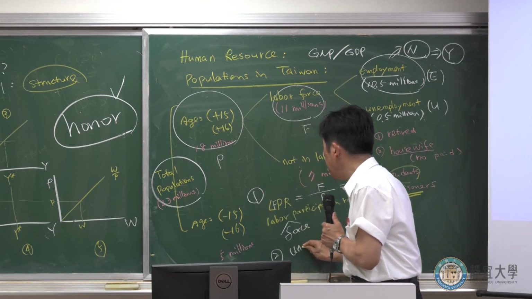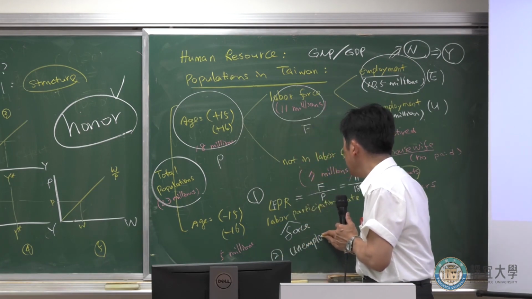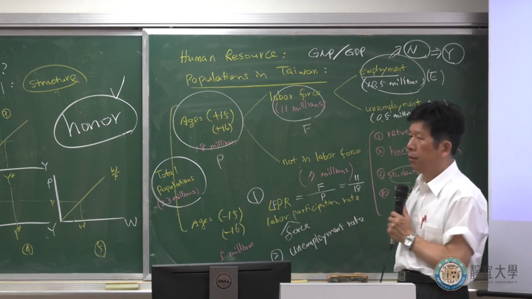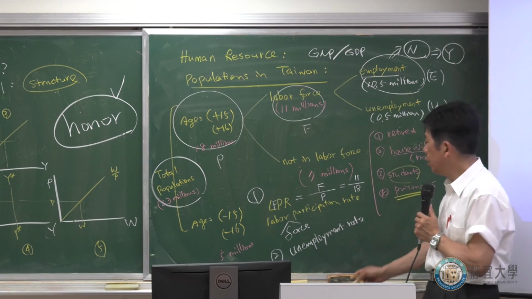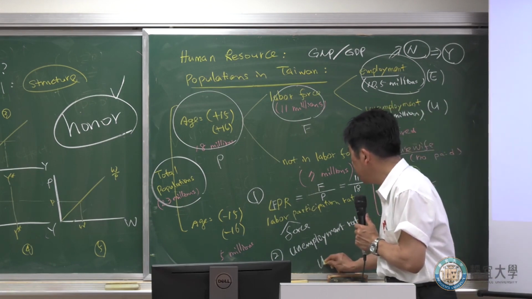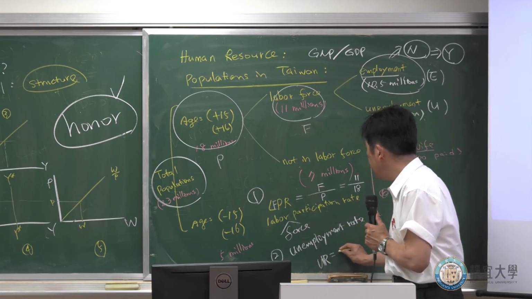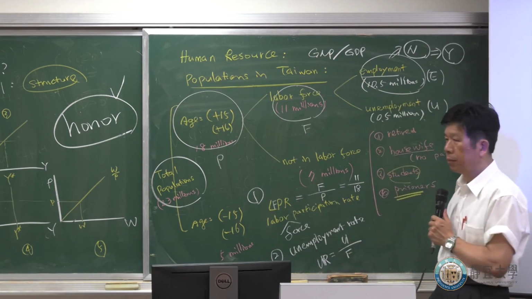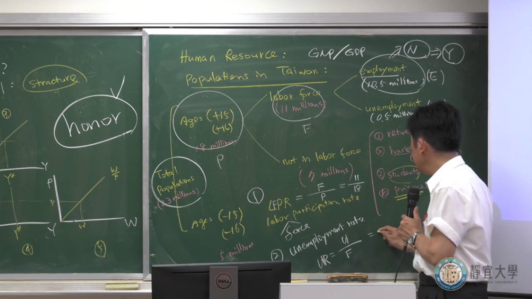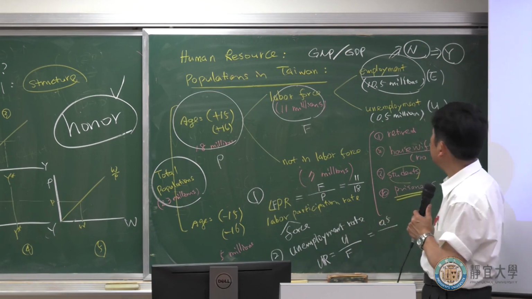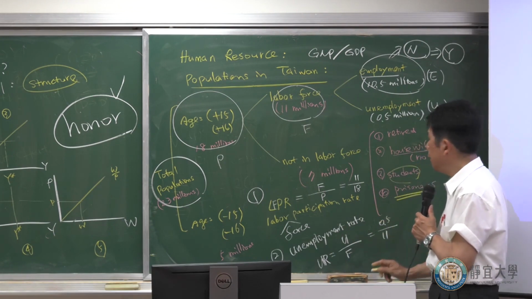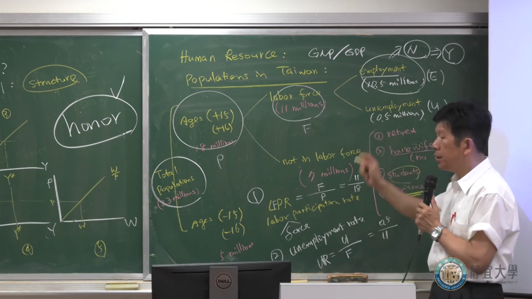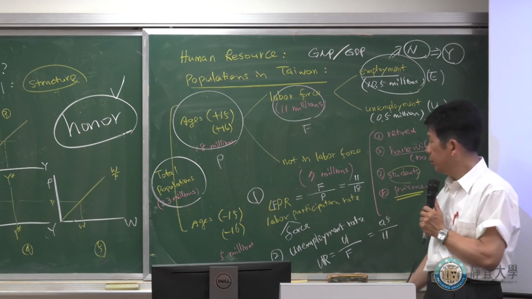And how about the unemployment rate? How to calculate the unemployment rate? We call it UR, which is equal to U divided by F. So it means 0.5 divided by 11. Okay, so you can see.